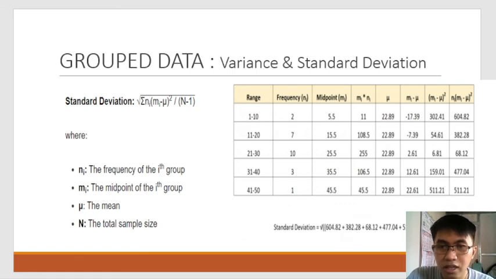You divide it to n minus 1. So, yung n po natin, yung total frequency, the total sample size. So, 2 plus 7 is 9, plus 10 is 19, plus 3 is 22, plus 1 is 23, minus 1, kaya po siya 22. And the square root po nun would be your standard deviation, 9.6377.